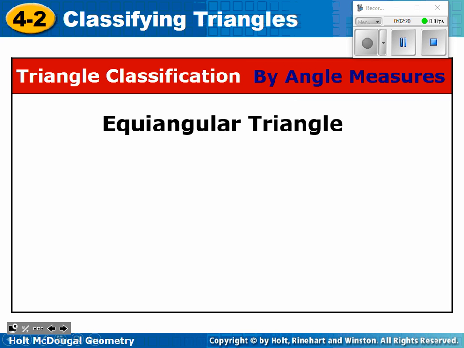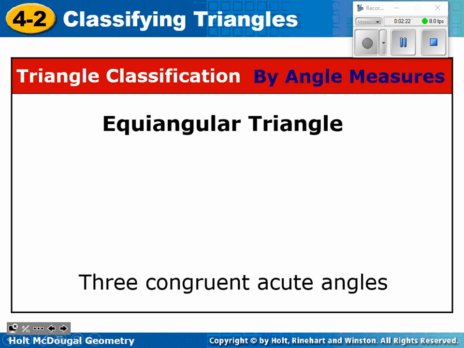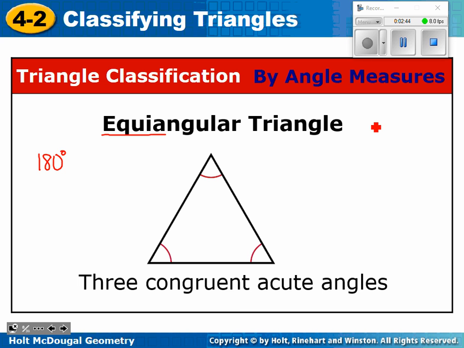If it's equiangular, also a very misspelled word, equiangular, there is no L. It is not equal. It is equiangular. Equiangular is going to have all angles congruent. So all three angles will be congruent. What do all the angles in a triangle add up to equal? 180 degrees. So think about that with me. If all three of them add to 180 degrees and they're all the same, what should each angle be? 60, because if we take 180 and divide it by 3, we get 60 degrees.